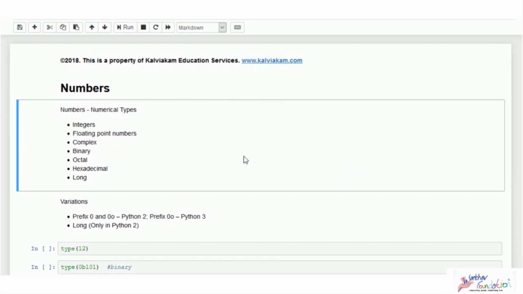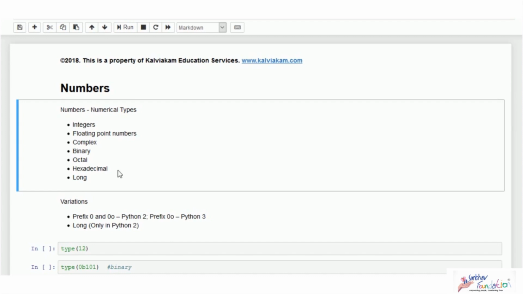In the previous session, we saw what variables and data types are. Now we will first explore the numeric data types in detail. Numbers are of many types. They can be integers, that is your positive or negative numbers, floating point numbers, which have the integer and the decimal parts, and complex numbers that contain a real and an imaginary part, which you may have seen in your high school mathematics or in your electric circuits. We also have the binary, octal and hexadecimal representations.